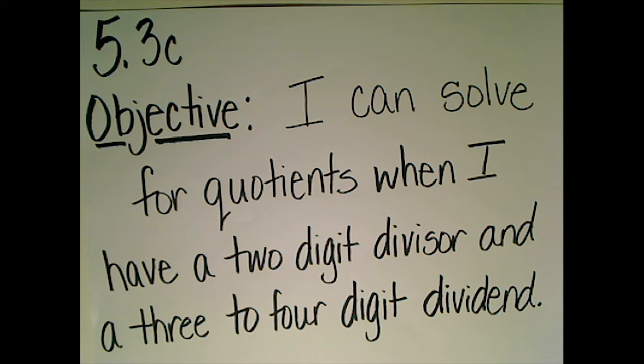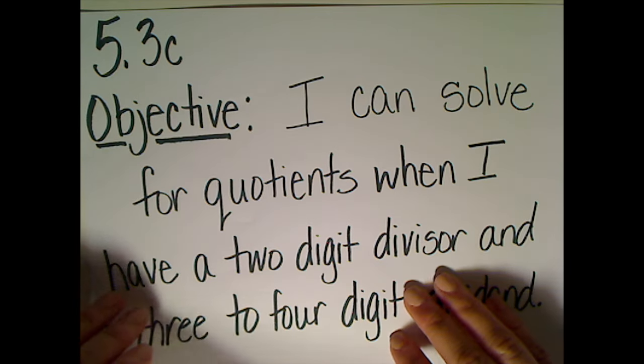Today we are going to be working with division, and our objective for today is I can solve for quotients when I have a 2-digit divisor and a 3 to 4-digit dividend, and we're going to be going over those vocabulary words. But like I always do in the modeling section of this playlist, I make sure to use smaller numbers. So we're going to start off with some really small numbers and eventually work our way up to a 2-digit divisor and a 3-digit to 4-digit dividend. So let's get started. Let's look at some vocabulary first.